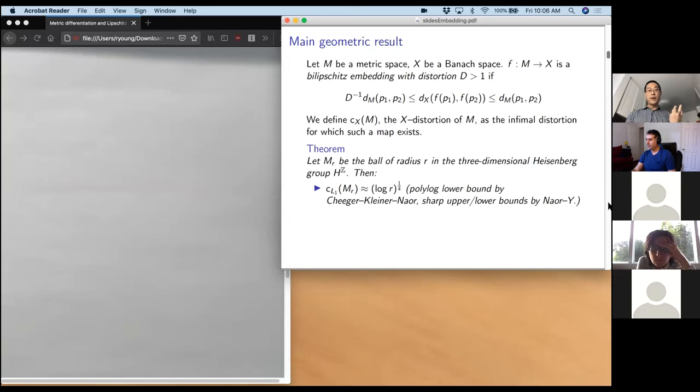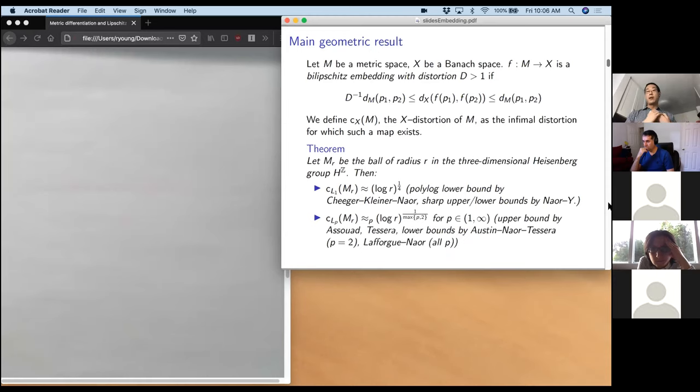But if we increase the exponent, if we look at LP instead of L1, we get a discontinuity. The distortion of M sub R in LP is on the order of log R to the power of 1 over the maximum of P and 2, if P is greater than 1. And so again, this is due to a couple people. The upper bound is due to embeddings of Aswad and Tessera.